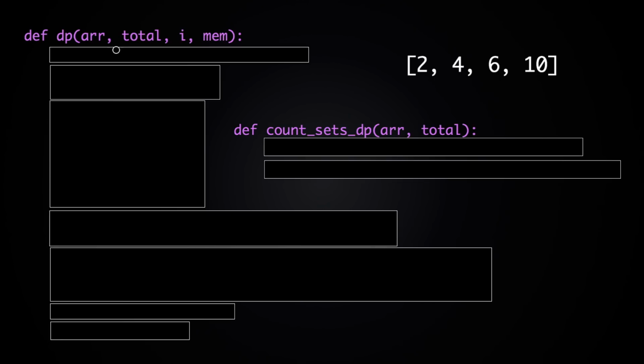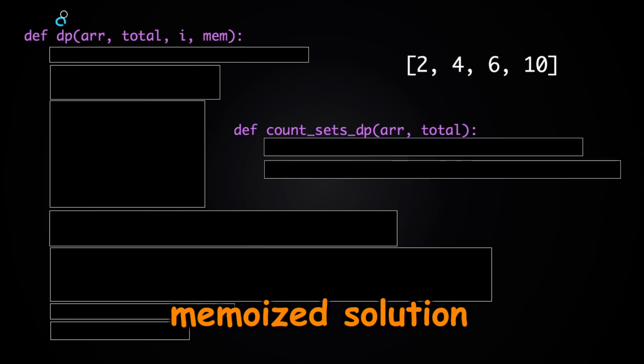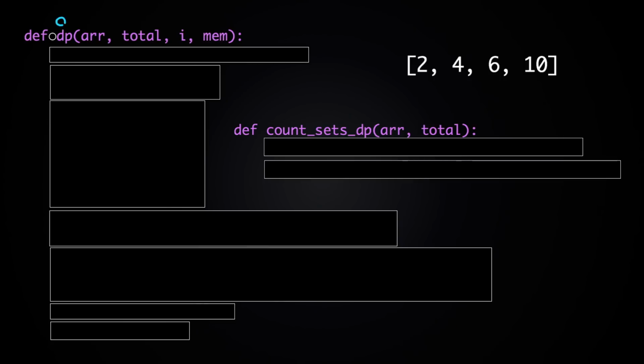Okay, here's my dynamic programming or memoized solution. Just like before, we're going to write two functions, dp and countsetsDP. CountsetsDP will be our main function, which will return the number of subsets that add up to total given the array. And dp will be the function that'll call itself recursively. But note here that we have an additional argument called mem, which we're going to use to store the return values for some arguments for this function.